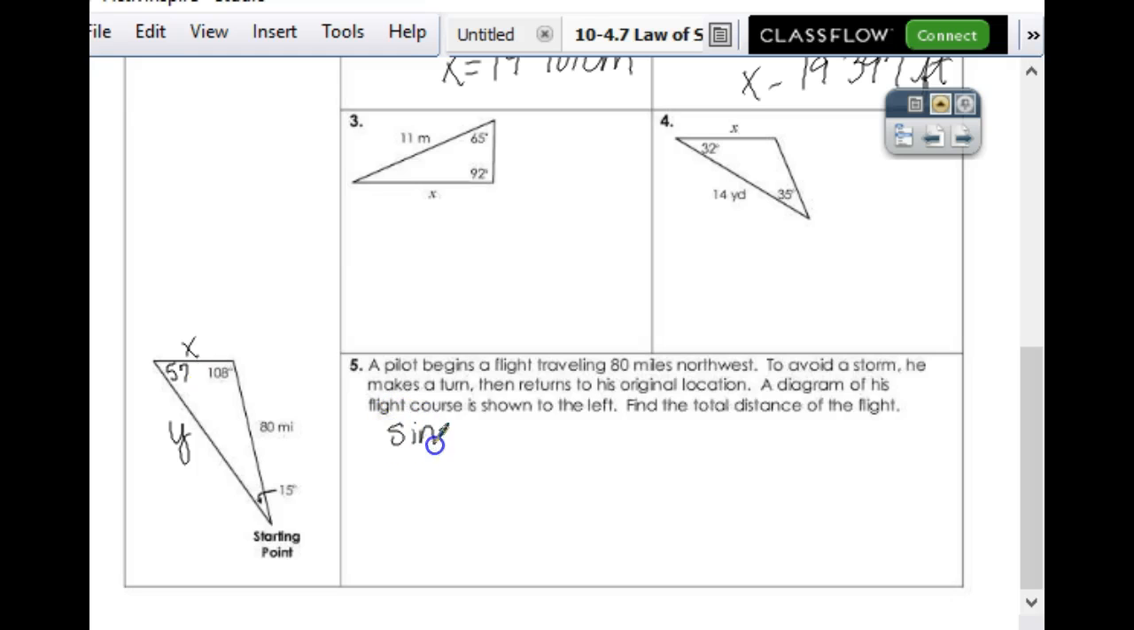So I'm going to have the sine of 57 over 80. And I'm going to find x first. So I'm going to do the sine of 15 over x. So when you cross multiply, I get 24.689 miles.